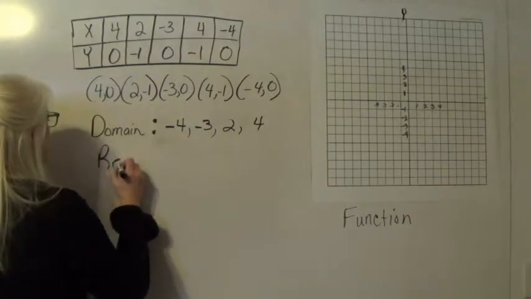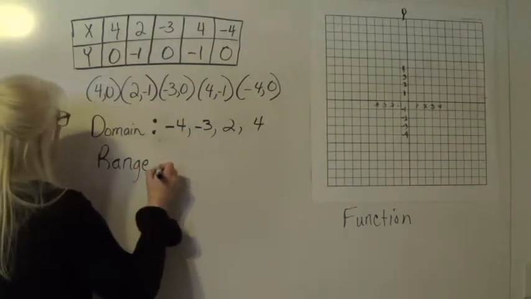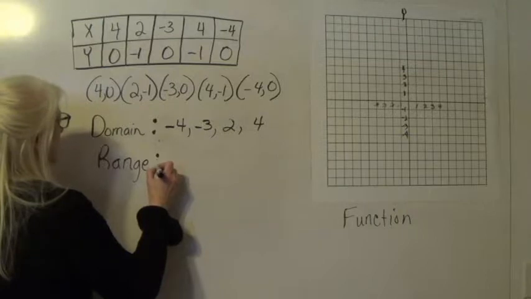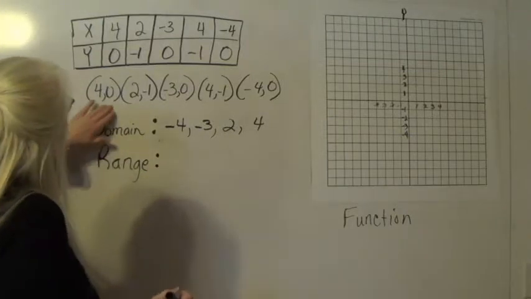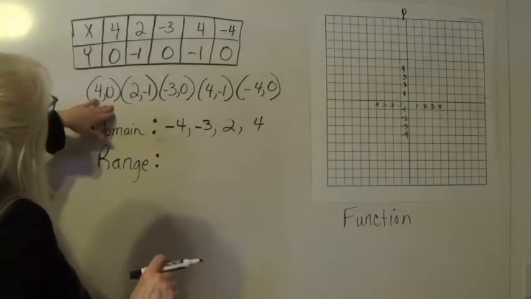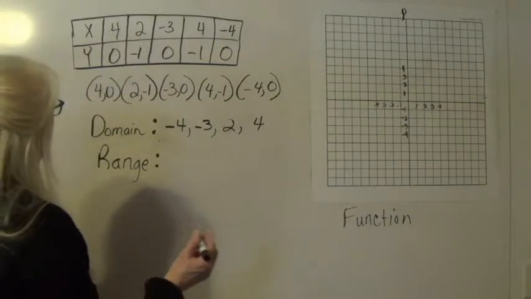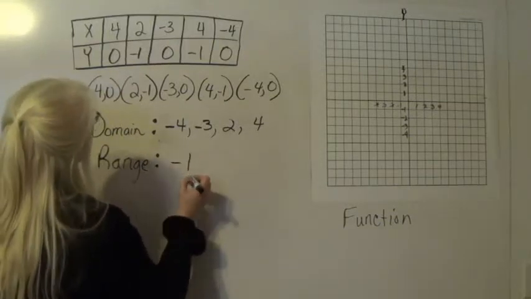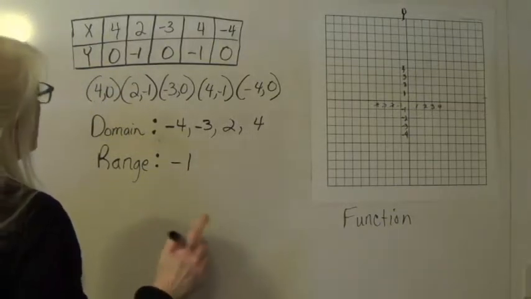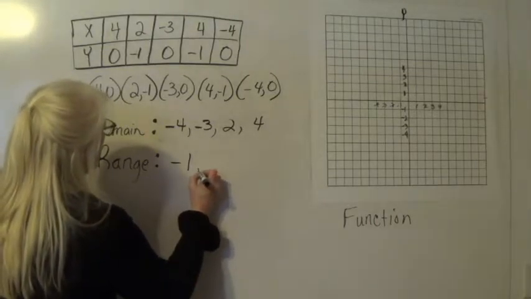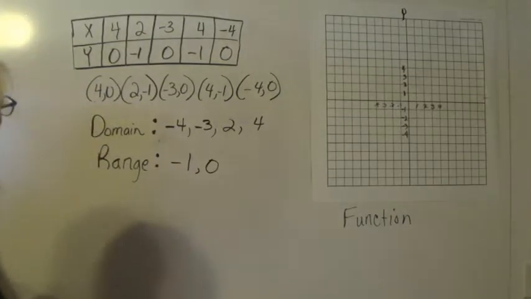And then my range, that's just my y values. That's all it is. So my y values, let's see if I can find the smallest one. 0s and -1s. Okay, that's easy. -1. And, yeah, just verifying that I got them all. All right, so we have the domain and the range.